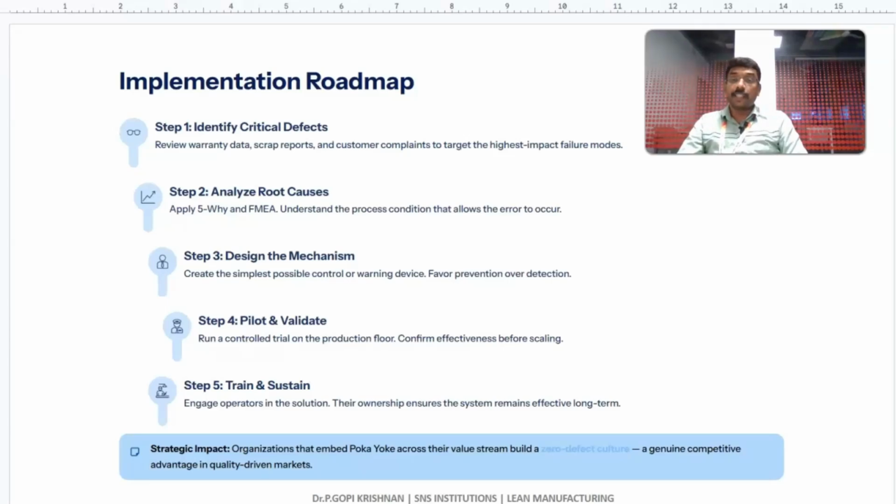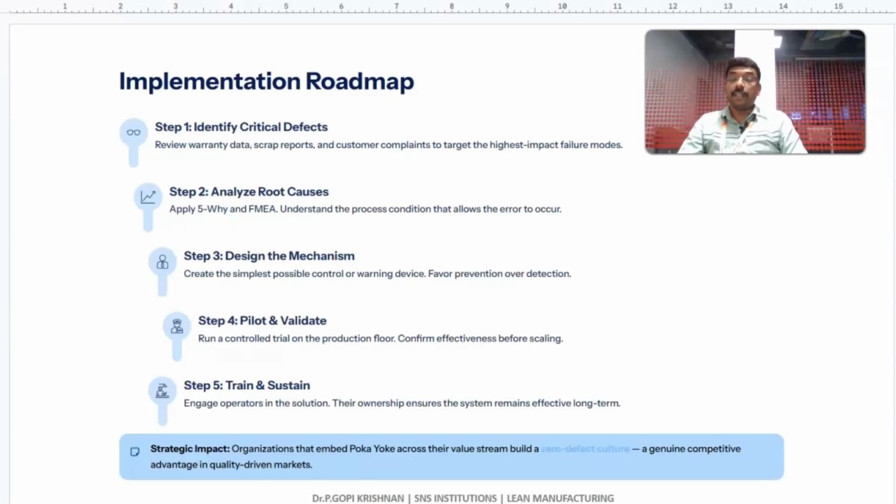Step 2, analyze the root causes. You have to apply appropriate strategies such as 5 Why and FMEA to understand the process conditions that allow the error to occur. Step number 3, design the mechanism. Create the simplest possible control or warning device. Favor prevention over detection. Step number 4, pilot and validate. Run a controlled trial on the production flow, and confirm effectiveness before scaling.